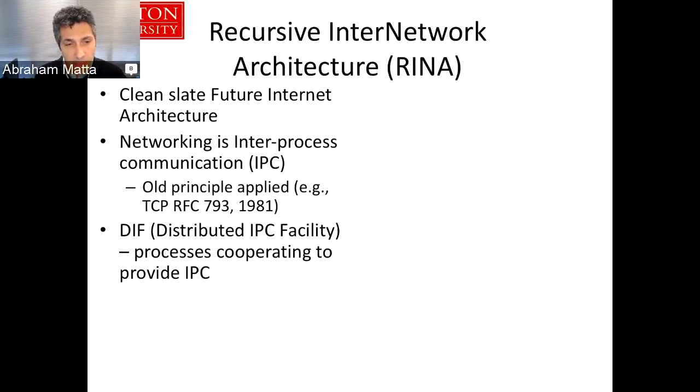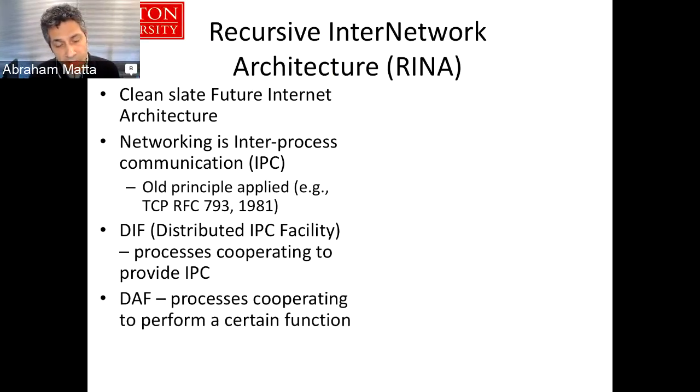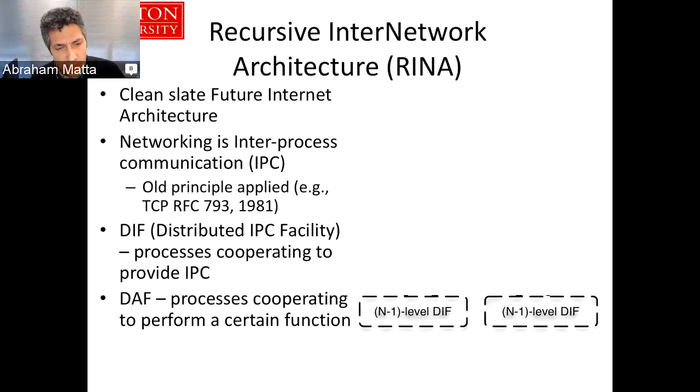And then basically this building block, we can use it recursively to form a full network. And a DAF is basically a generalization of the DIF in the sense that it's an application, a layer that represents a particular application. So it's processes performing a certain application like weather analytics, content delivery, etc. The DIF is just a special case. It's a special distributed application that is just doing IPC.